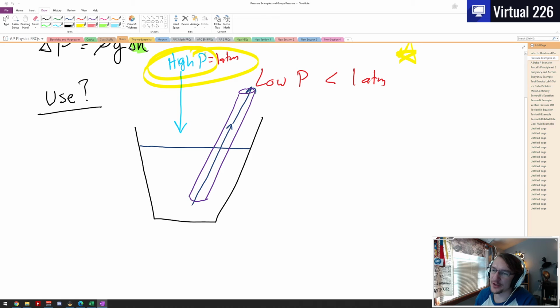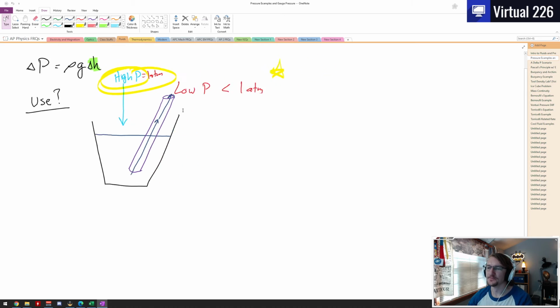But what we see here is that we have some high pressure pushing on the water, pushing it back up into the low pressure environment. And there is some maximum height we can actually get the water to based off of that. So just kind of a cool thing there.